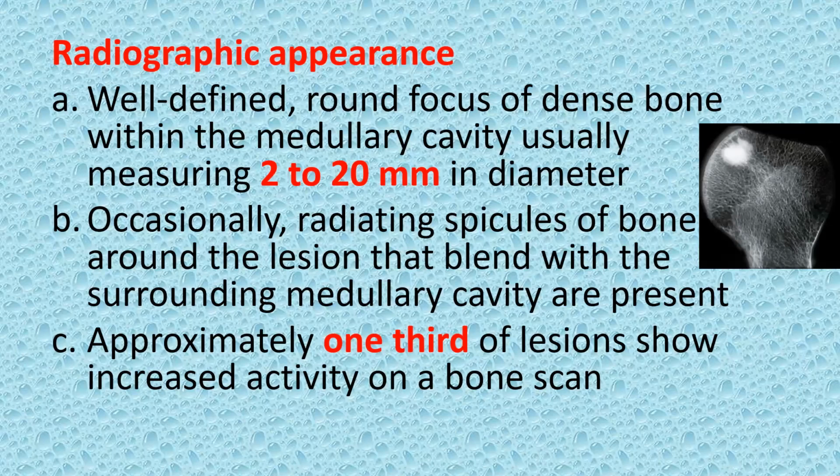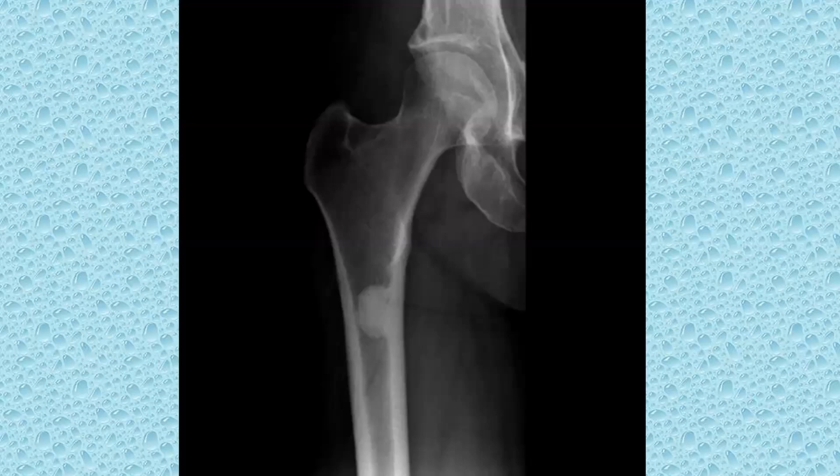Occasionally, radiating spicules of bone around the lesion that blend with the surrounding medullary cavity are present, and approximately one third of the lesions show increased activity on bone scan. This is another lesion. It's localized. It doesn't mean that this patient has an osteosarcoma. No, you have to evaluate the patient. You have to follow up the patient. Especially if you do a scanogram and you see that there's increased uptake, it could be a malignant tumor. Don't forget that these bone islands can show activity on bone scans.